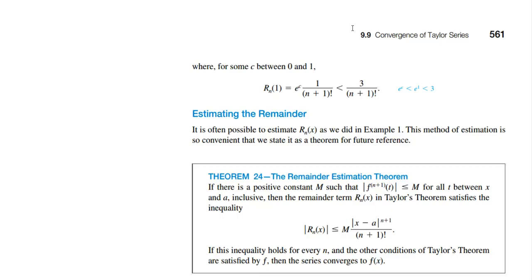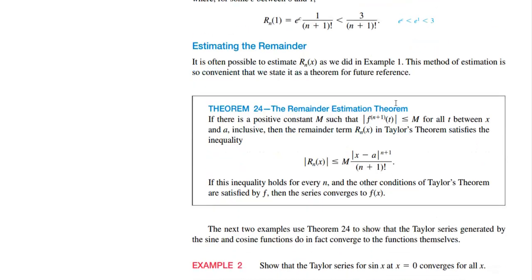So it's often possible to estimate the remainder like we just did. And this method is convenient, so we're stating it as a theorem so we can use it in the future. This is the remainder estimation theorem.